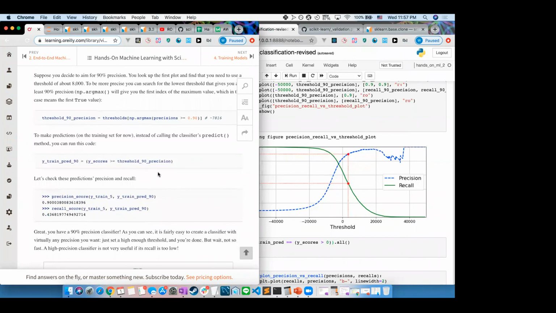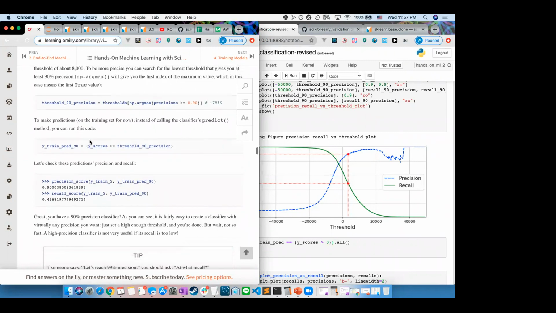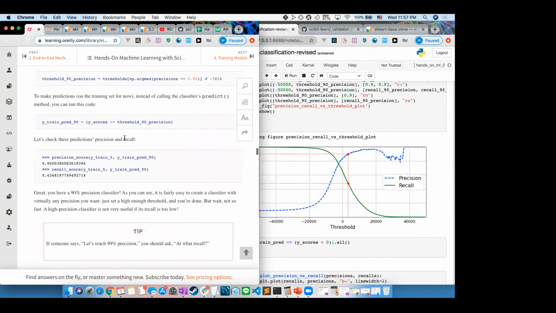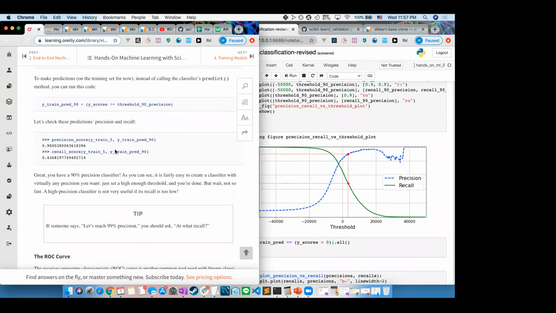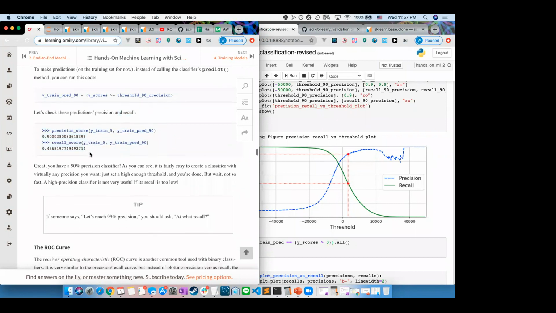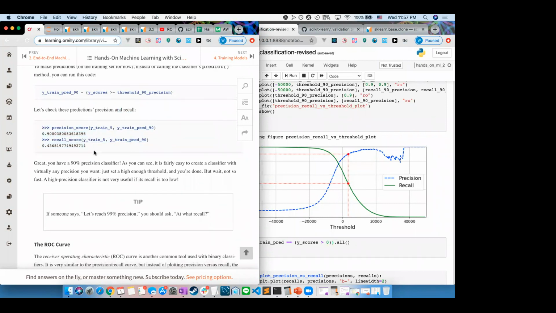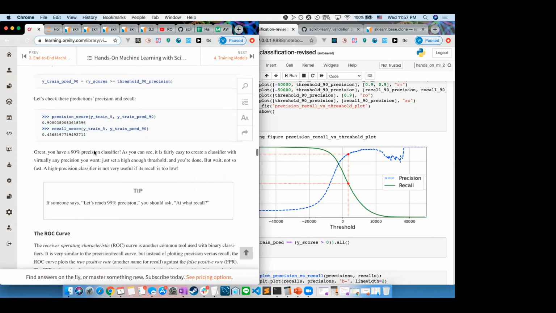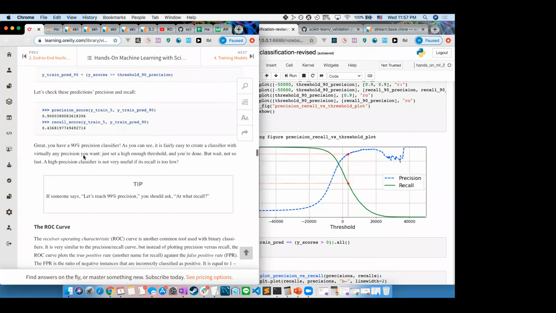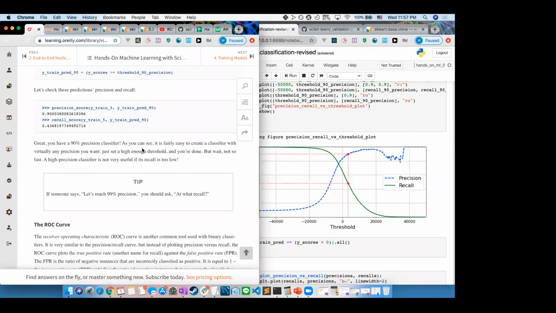To make predictions, for now on the training set, instead of calling the classifier's predict method, you can run this code. And let's check that. And of course, the precision is 90% now, because we just pretty much picked that threshold. But look how the recall dropped. Great, you have a 90% precision classifier.